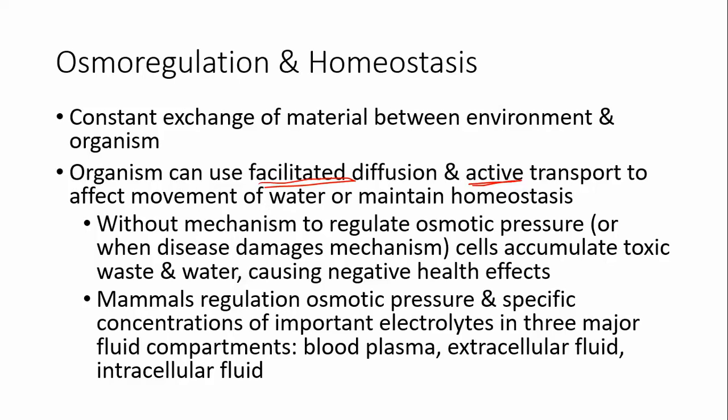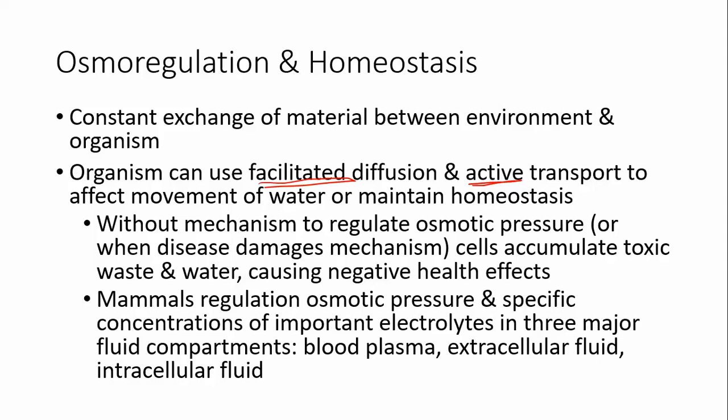If we get too much water in our cells, they're going to pop. They're going to lyse. So mammals have these mechanisms to regulate our osmotic pressure, and we tend to concentrate on 3 major types of fluid: your blood plasma, your extracellular fluid, and your intracellular fluid. And so your cells can regulate the osmotic pressure of each of these by adding in electrolytes, which are basically ions, or taking out electrolytes. And by that, you can basically change up the osmotic pressure.